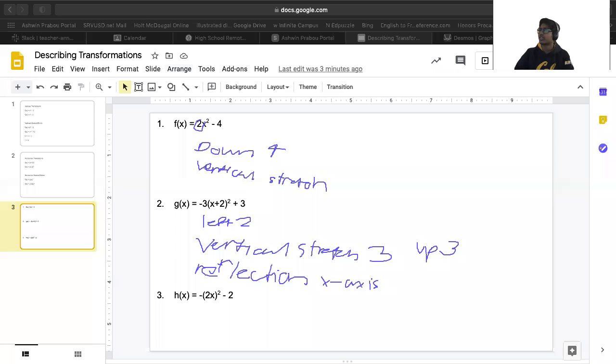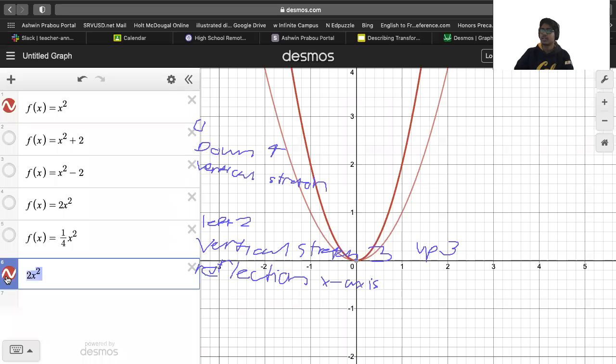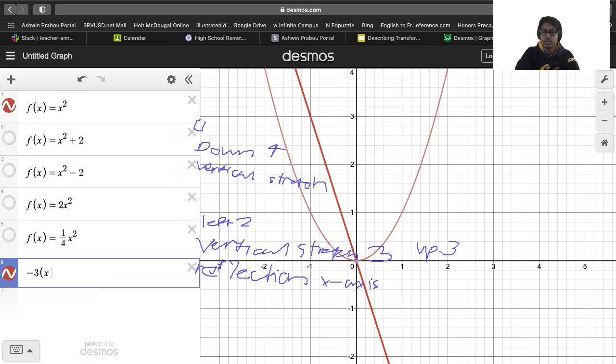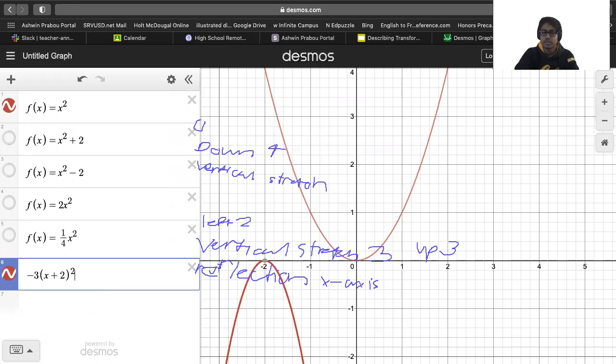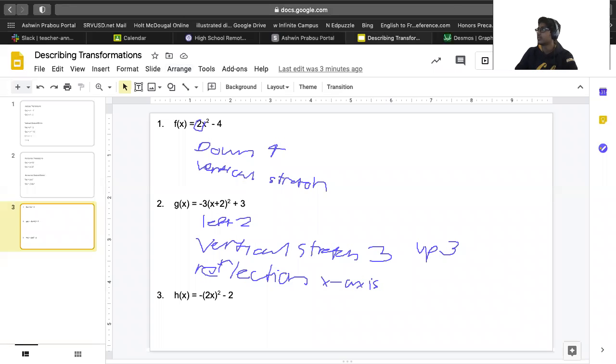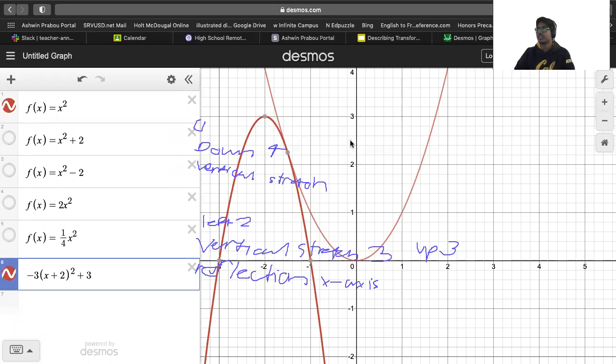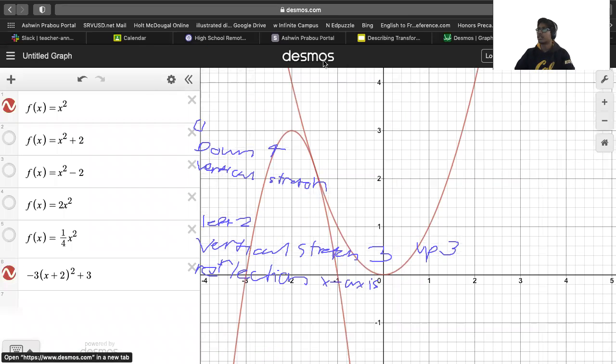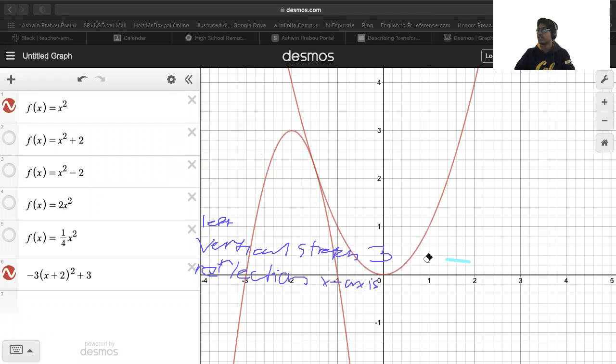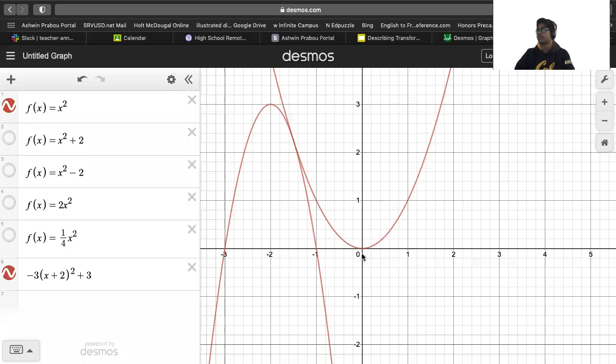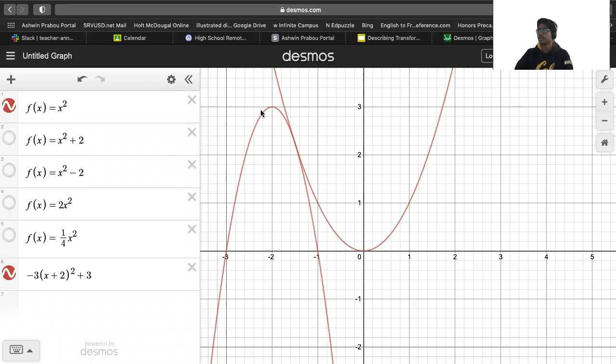So once again, we'll just graph this. So we got negative 3 times x plus 2 squared plus 3. So as you can see here, the graph has moved left 2. We've gone up 3. We reflected across the x-axis, and we've also got a vertical stretch by 3.